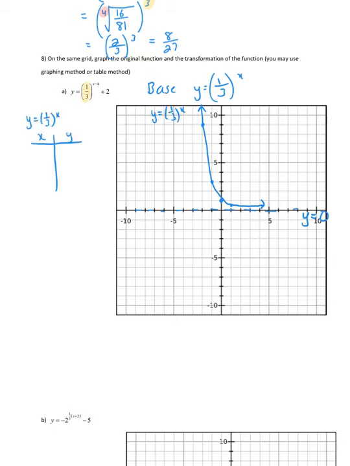If you choose to show the graphing method, you must show this base graph. If you choose to use the table method, you must show the base table. So again, it's basically what I've already talked about and did in my head over here. I'm going to choose values of -2, -1, 0, 1 for x, and then you get 9, 3, 1, and 1/3. So that's your first mark in a question like this, the base or the base table.